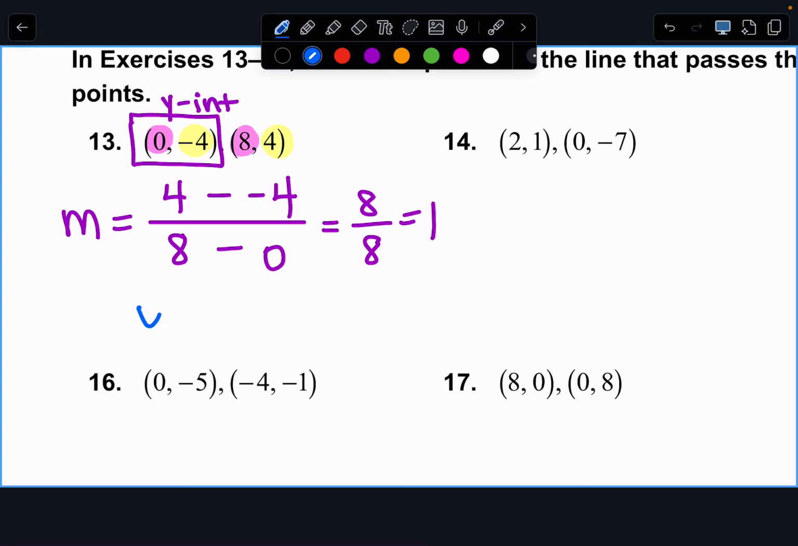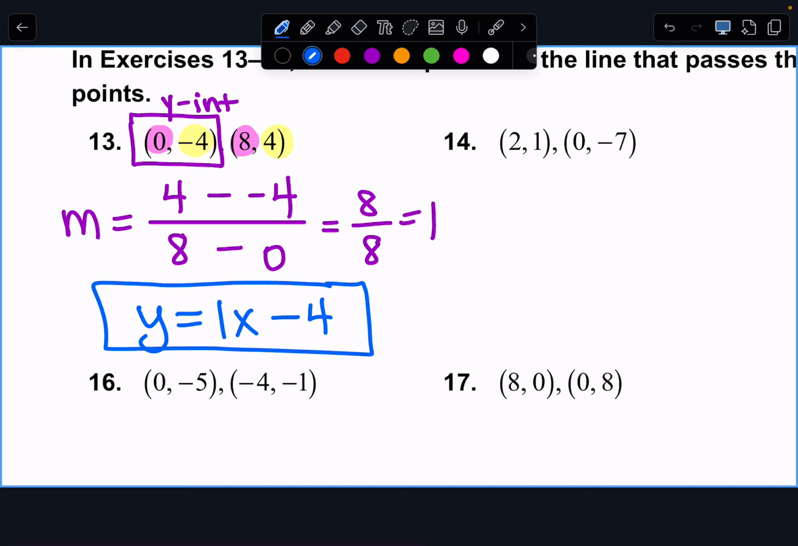So we have y equals mx plus b. Do I need the 1 there? No, but I'm putting it there for emphasis. Isn't that nifty?